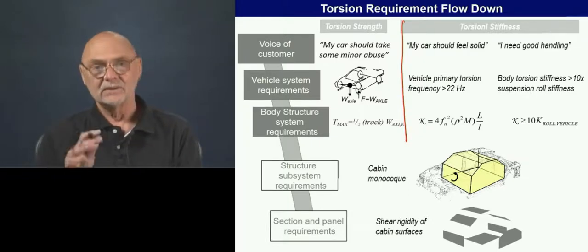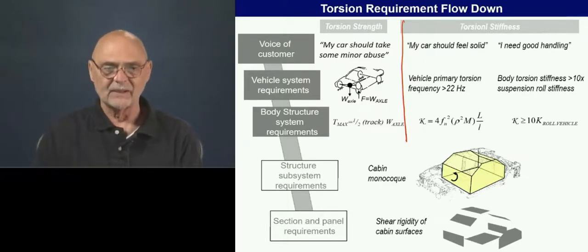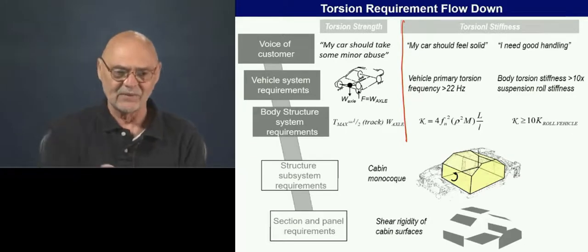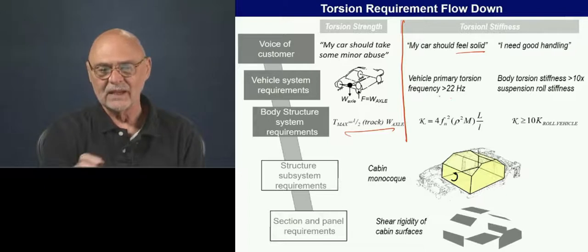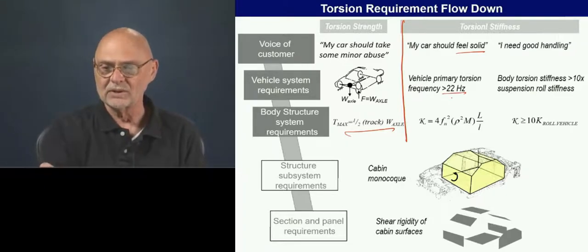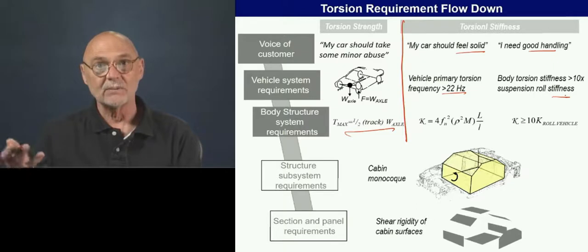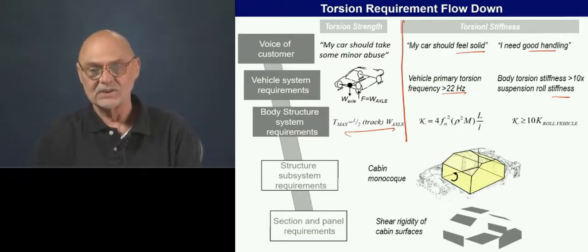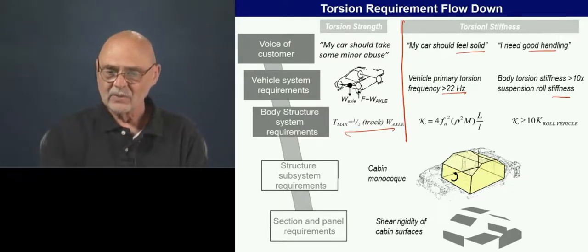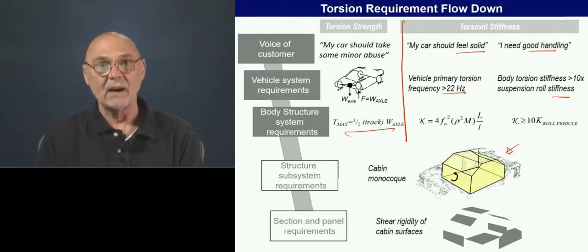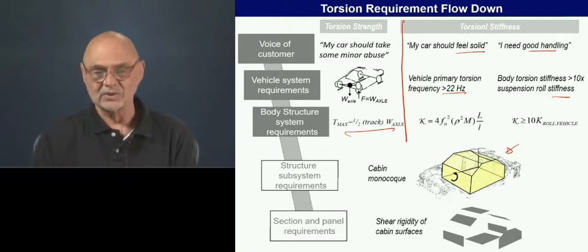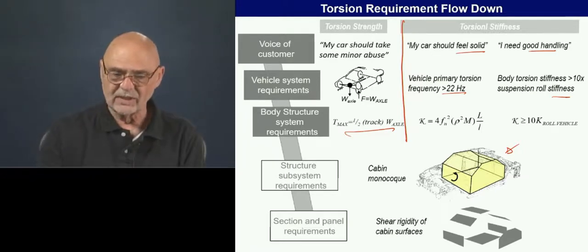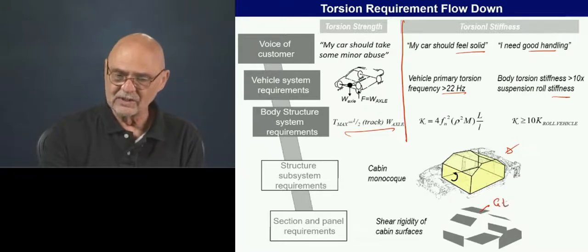We talked about the source of requirements being the twisting effort for strength, being either the solid feel and the body natural frequencies, or the handling aspect where we want some multiple of the chassis stiffness. We talked a lot about this idea of the cabin monocoque as the primary structural system that reacts torsional loads. And what's important there is the shear rigidity of the members.